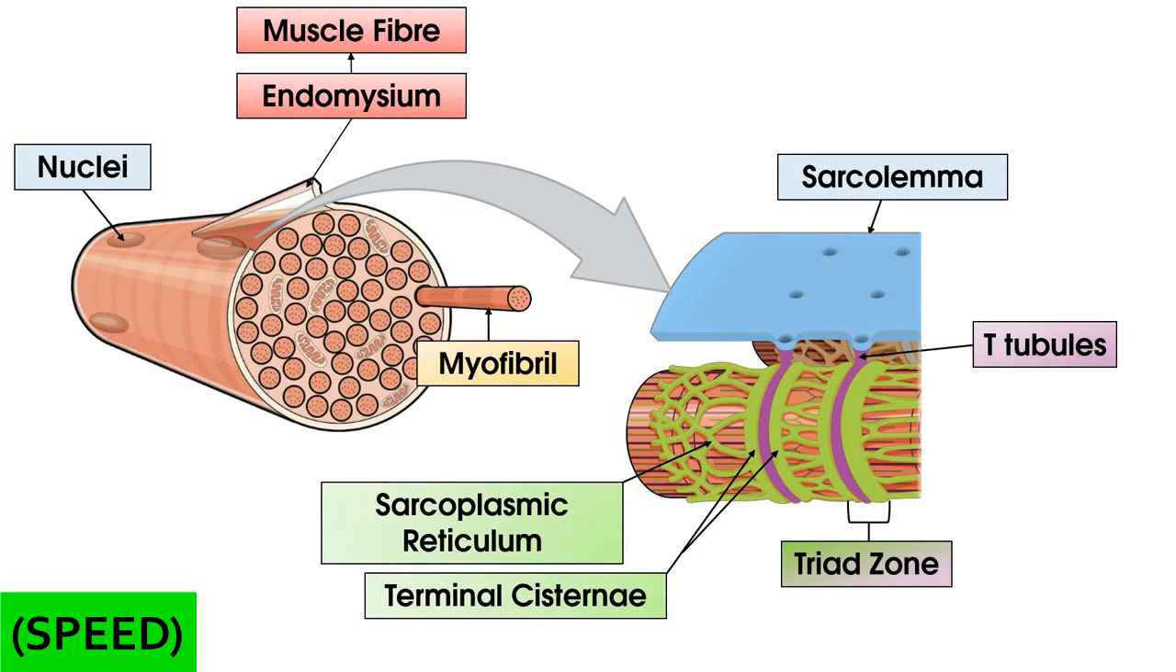And then underneath our cell membrane, our sarcolemma, and surrounding all the myofibrils is the cell fluid of the muscle cell, which is called the sarcoplasm. And just note that in any other cell, this is called cytoplasm.